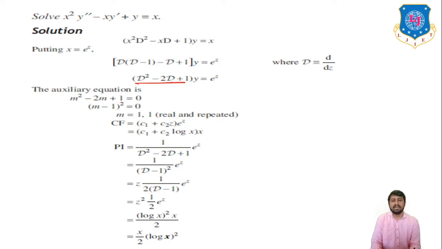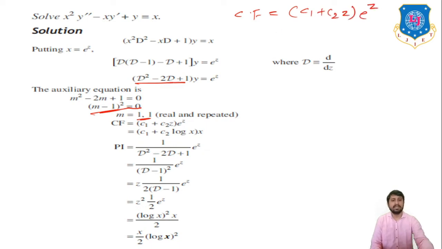Now D square minus 2D plus 1 into y is equal to e raised to z. So m square minus 2m plus 1 is equal to 0, so m minus 1 whole square equals 0. So we have a real and repeated root. For the complementary function, first we write it in terms of z: c1 plus c2 z into e raised to z.